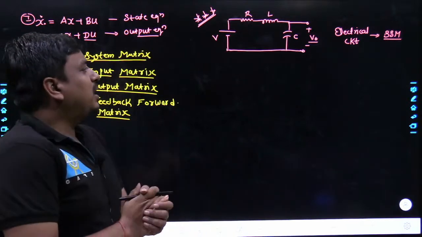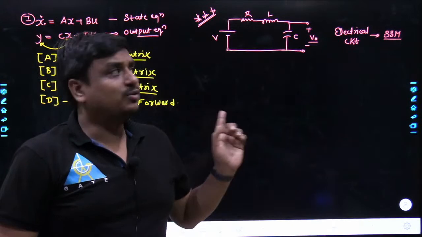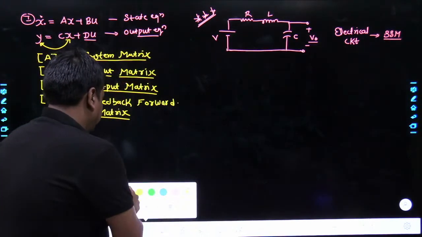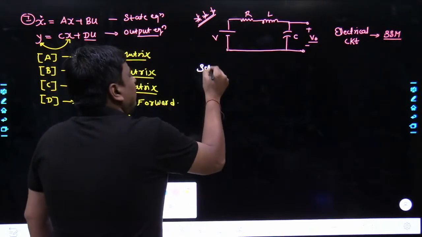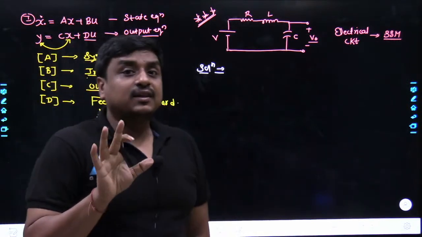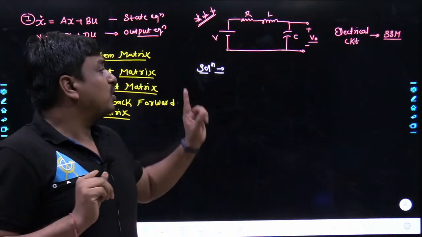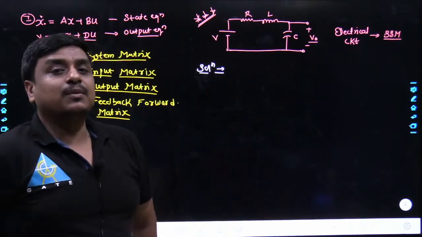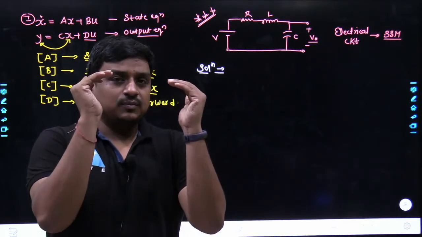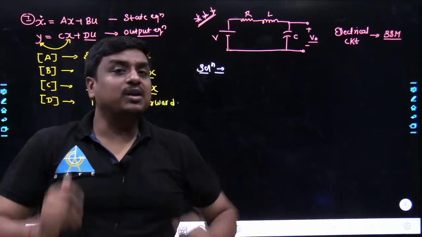May I know how many of us could solve this problem? If you have solved it, well and good. Otherwise, go ahead with my concept. Whenever you are dealing with any electrical circuit, you should have a few ideas before approaching the problem itself: the number of inputs, the number of outputs, and the number of state variables. So at least you'll have a fair idea about the block of the state space model.